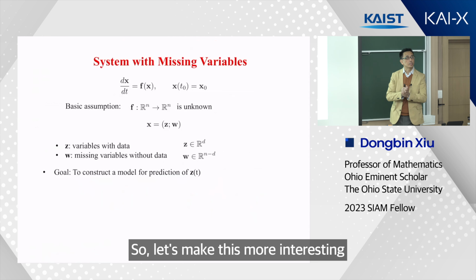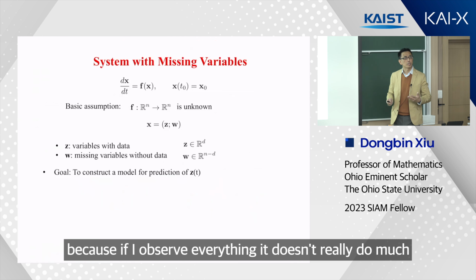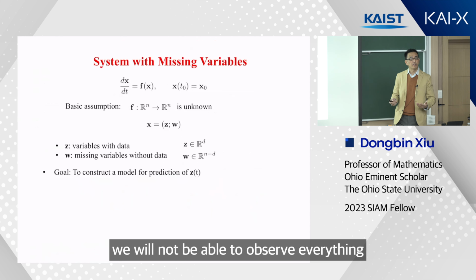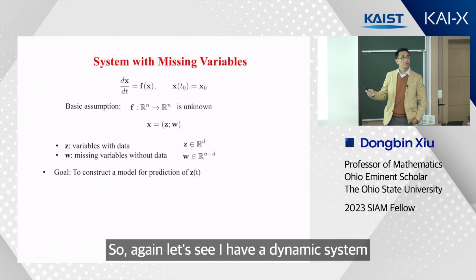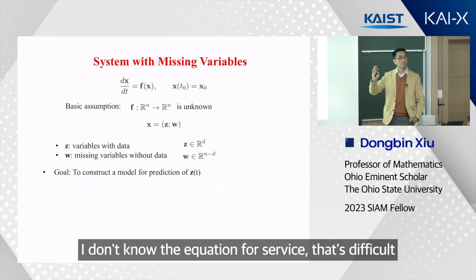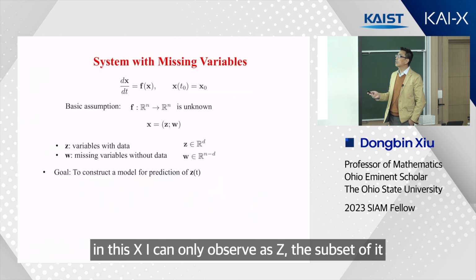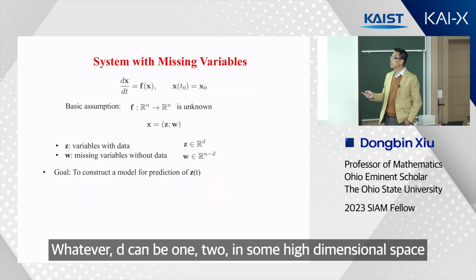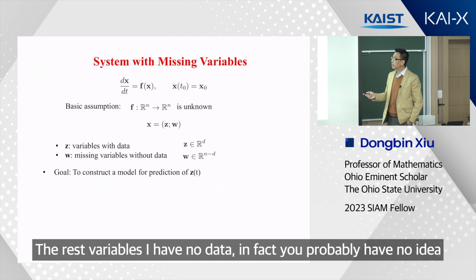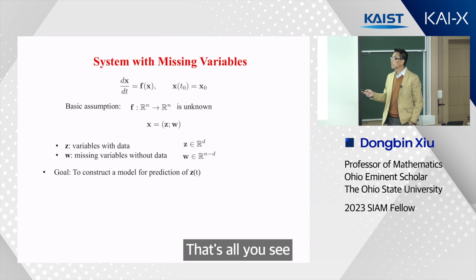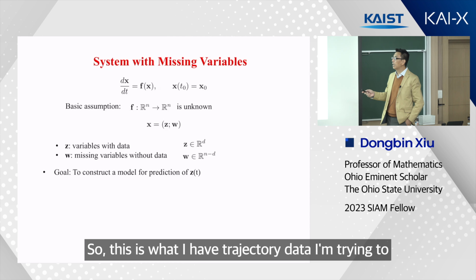Let's make this more interesting, because if I observe everything, it doesn't really do much. Like I said, in most example problems, we are not able to observe everything. So again, let's say I have a dynamic system. I don't know the equation to start with. To make it more difficult, in this X, I can only observe a subset Z of it, where D can be 1, 2, or in some high dimensional space. The rest of the variables, I have no data. In fact, you probably have no idea they even exist conceptually, because all you see is this. So this is what I have, trajectory data.